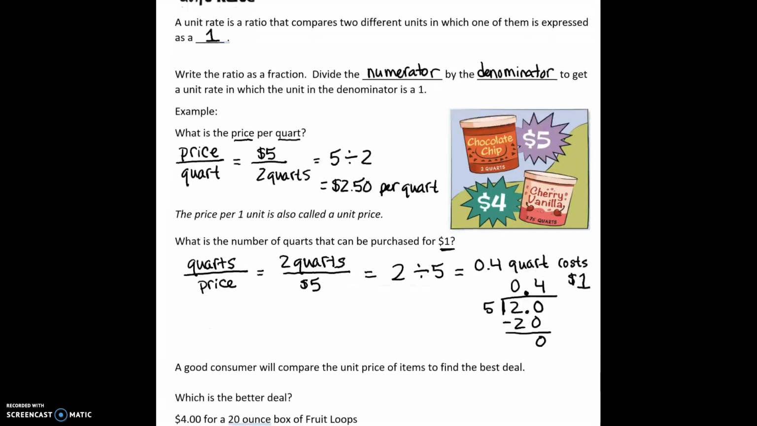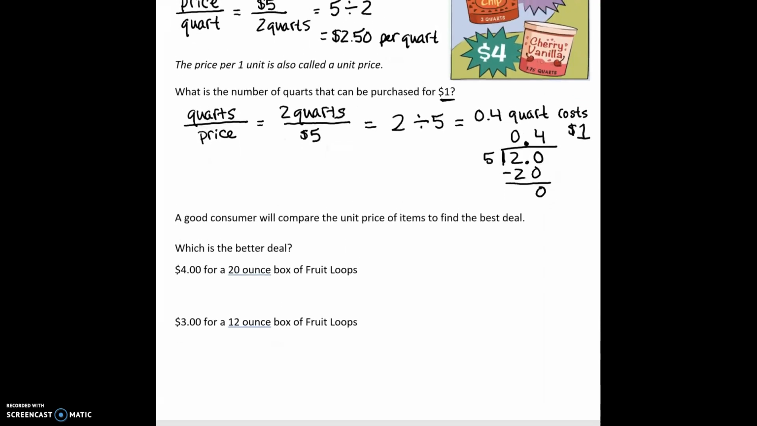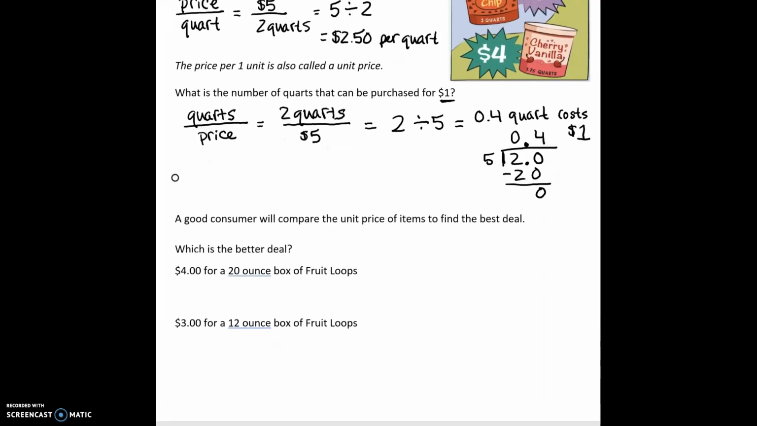Now, a good consumer will compare the unit price of items to find the best deal. So let's look at the last example here to figure out which is the better deal. $4 for a 20-ounce box of Froot Loops or $3 for a 12-ounce box of Froot Loops. So when we talk about unit price, we're talking about the price per one unit. In this case, our units here are ounces, so we're looking for the price per 1 ounce. That means when I set up my ratio here, I'm going to use the cost in the numerator and the size, 20 ounces, in the denominator.